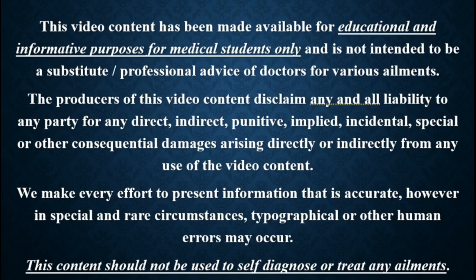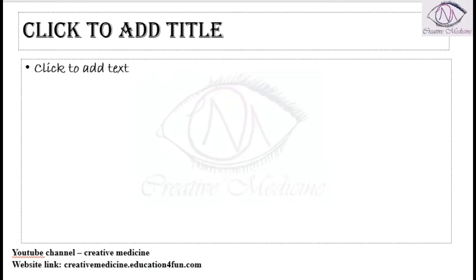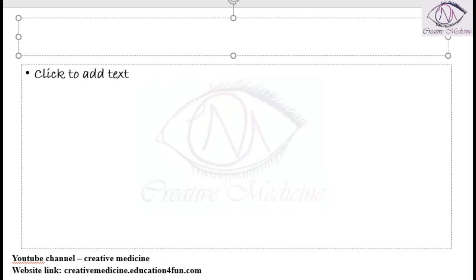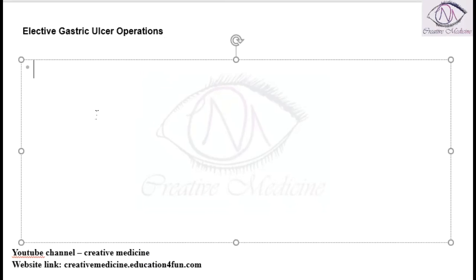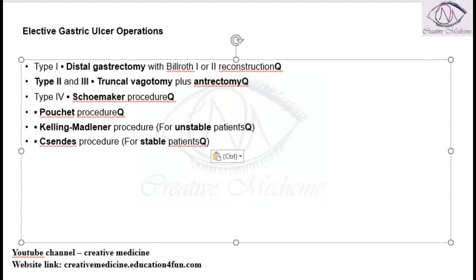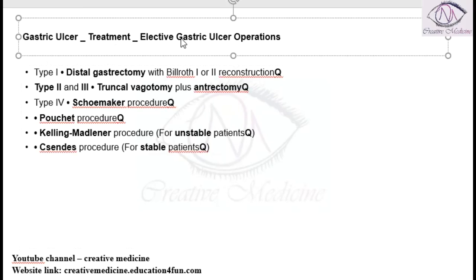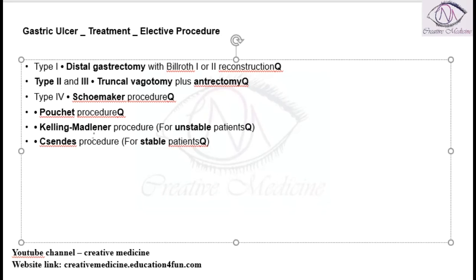In this lecture, we will learn about elective gastric ulcer operations. Elective gastric ulcer operations are done for the types of gastric ulcers. In gastric ulcer treatment, elective procedures can be divided based on the types of the gastric ulcer.